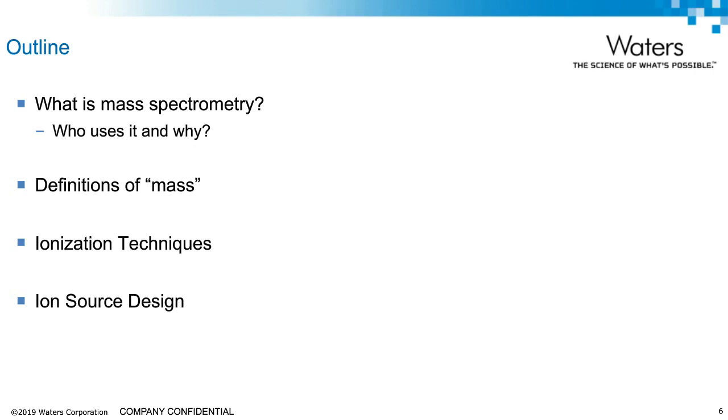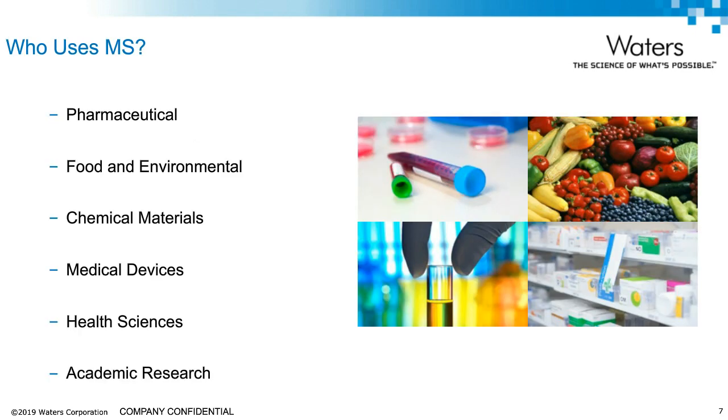Mass spectrometry is a very flexible and versatile technique that can be used for different analytical challenges across many different industries and application areas, such as pharmaceutical analysis, food and environmental testing, chemical materials, medical devices, health sciences, and academic research, to name a few. When deciding whether to employ mass spectrometry as part of your analytical toolkit, it is important to be aware of the regulations in individual industries, as the analytical techniques or methods required may be stated within those regulations.